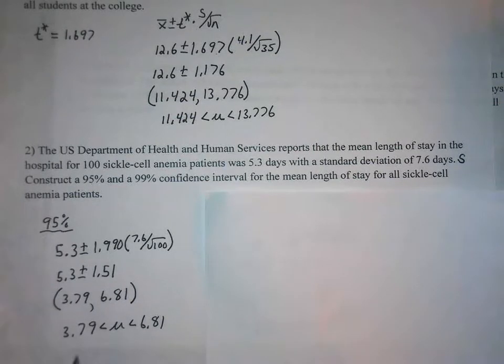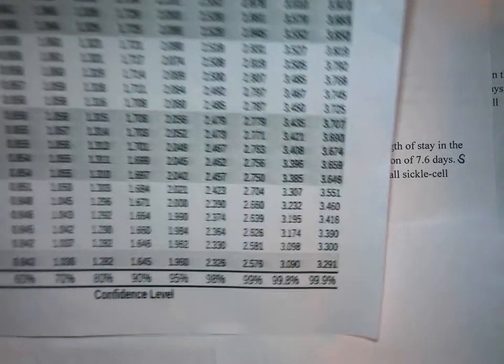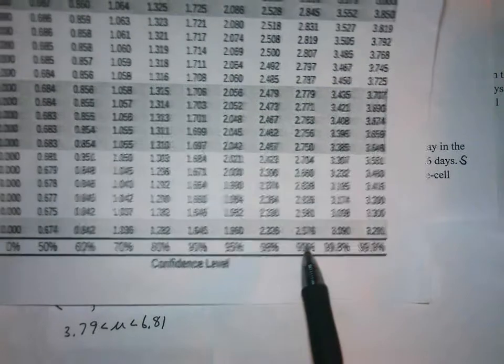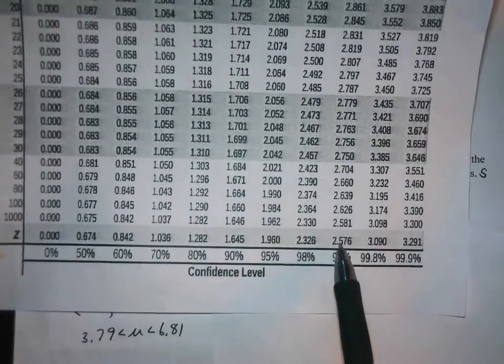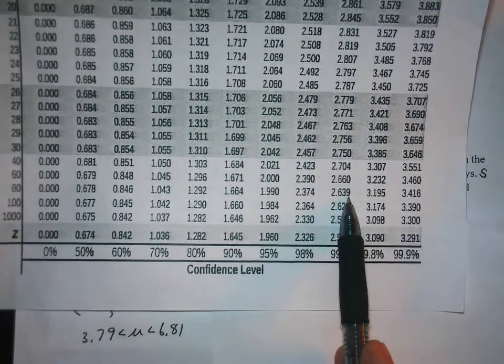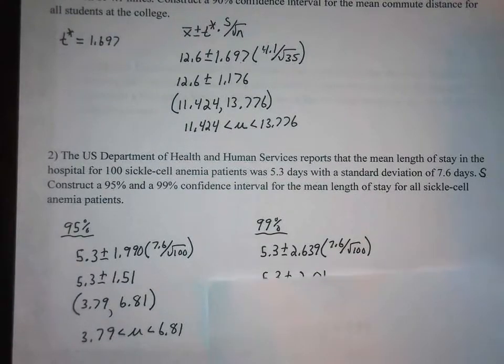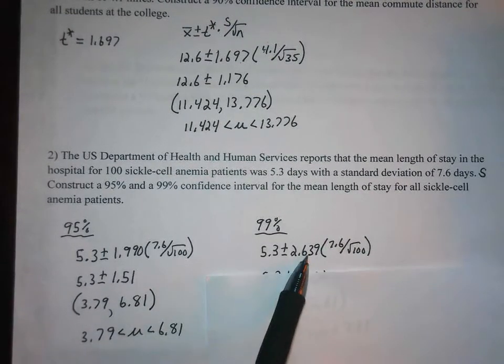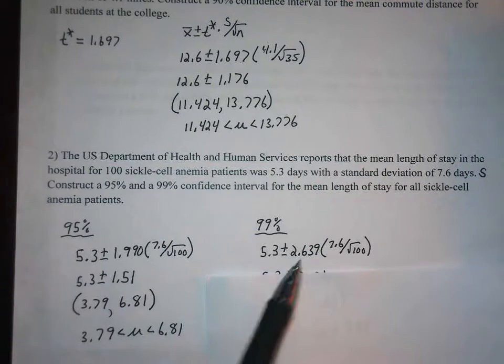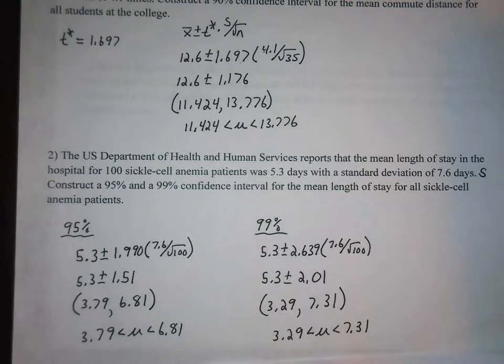Okay, so we're 95% confident that the mean stay for all sickle cell anemia patients is contained in this interval from 3.79 days to 6.81 days. For a 99% confidence interval, to be 99% confident, now we're using 99 right here, and then going up to the 80 is 2.639. So that's your t star value, your critical number, 2.639. And then you go through and finish off the interval just like before.